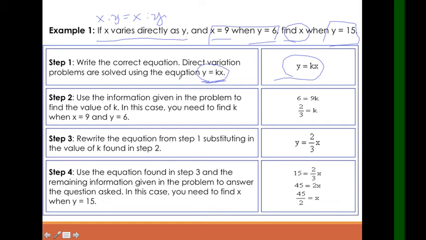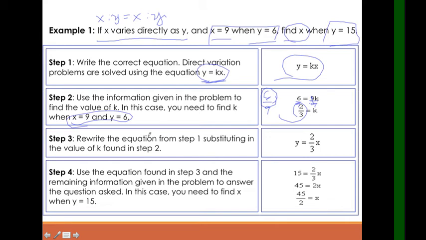Okay, step 2, use the information given in the problem to find the value of k. In this case, you need to find k when x equals 9 and y equals 6. So, ito yung mga given natin. So, ang gagawin natin ngayon, ilalagay natin sila dun sa ating formula dito. So, y is equal to 6 and x is equal to 9, so 9k. And then, ang gagawin lang natin is we will just divide this by 9. Tama ba? Divide both sides by 9. Kakancel na natin yon. So, that is 6 over 9, and the lowest term for 6 over 9 is 2/3. That's why k is equal to 2/3.